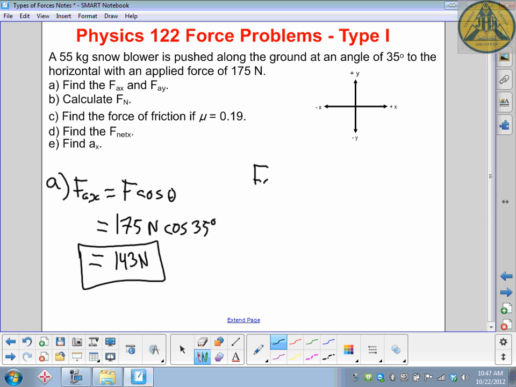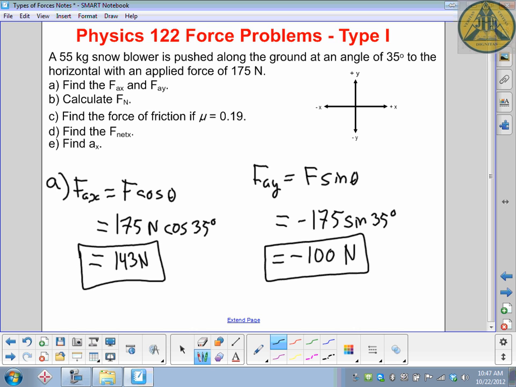The applied force in the y direction, magnitude sine of the angle. So here's where you have to be very careful. This object is pushed. That means the applied force is going to be downward. It is going to be a negative value because our direction for down is negative. 175 is the magnitude, sine of 35 degrees. That works out to be about negative 100. Very important to have that negative indicating the direction.